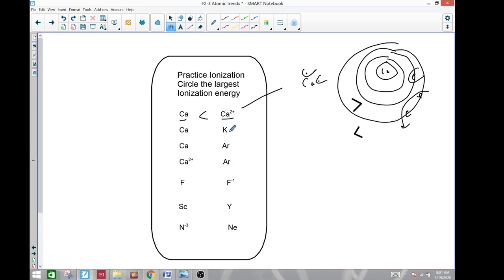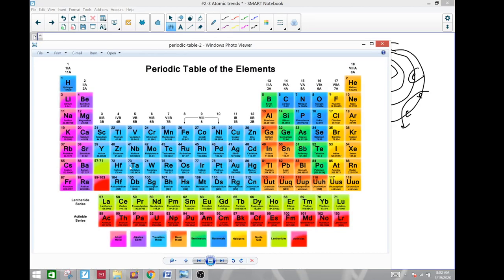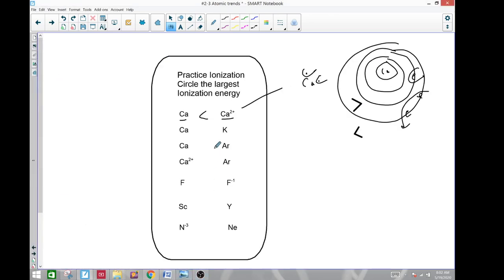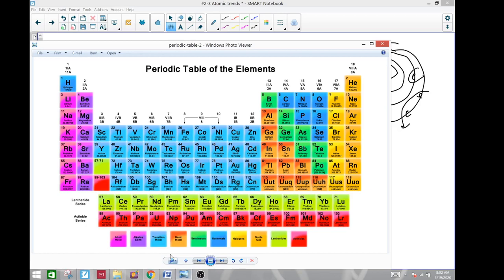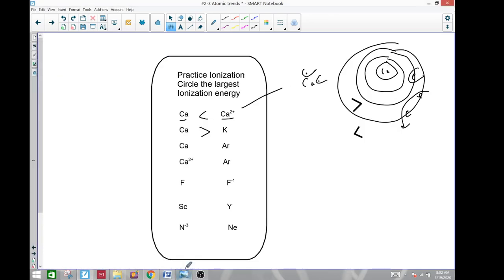Calcium and potassium. Okay, let's find it. We have calcium here and potassium here. Same energy level. More protons, more difficult to remove. That way, this one there. Calcium, argon. Okay, find them. Calcium, argon. Again, not the same energy level, so removing the outer electron, argon would be more difficult. Why? It's closer.